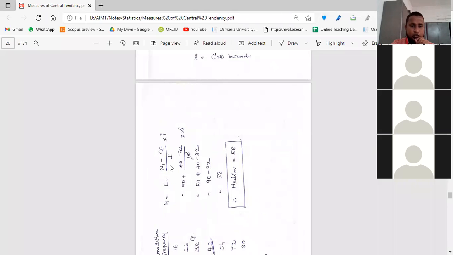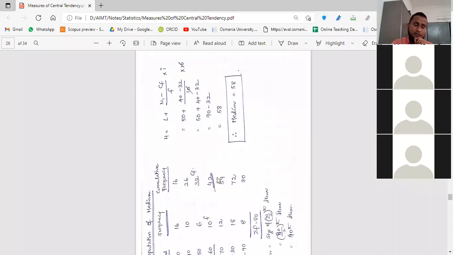So 50 is the lower limit of the median class. N1 is the value you have calculated. CF is the cumulative frequency just above the median class. F is the frequency corresponding to your median class. I is the interval. So 50 plus (40 minus 32) divided by 10 into 10. When you simplify, this 10 and this 10 cancel, and we have 50 plus 40 minus 32. 50 plus 40 is 90, 90 minus 32 is 58. So the median is 58. Clear?